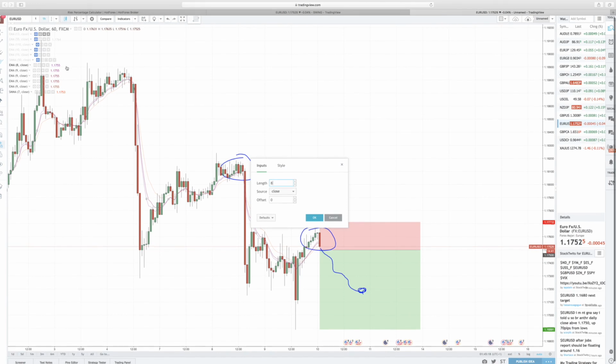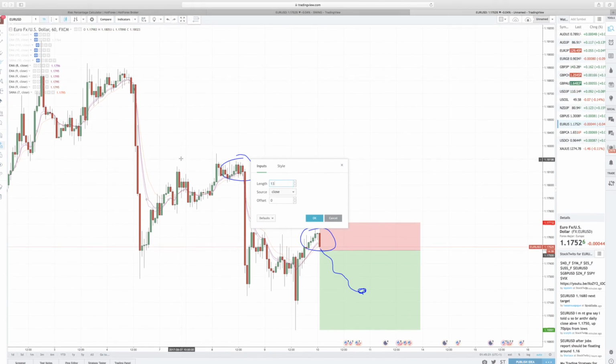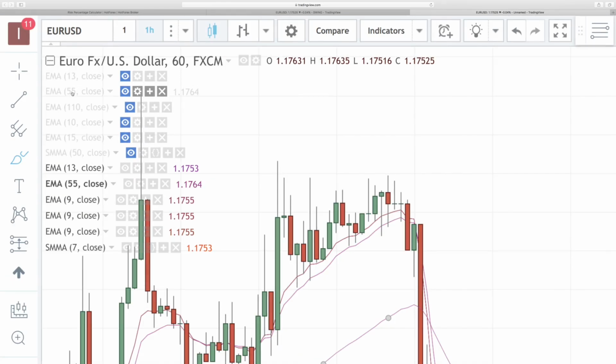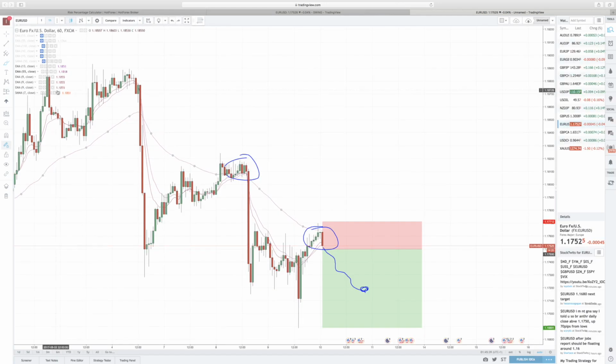So as you can see, 13 is my first one, just like this. The second one would be 55. And you can see again, we just do this. You just go through it and follow exactly what I've got here. So it's 13, 55, 110, and then 10, 15, 50. Okay, and I'm going to explain how we actually trade this strategy.